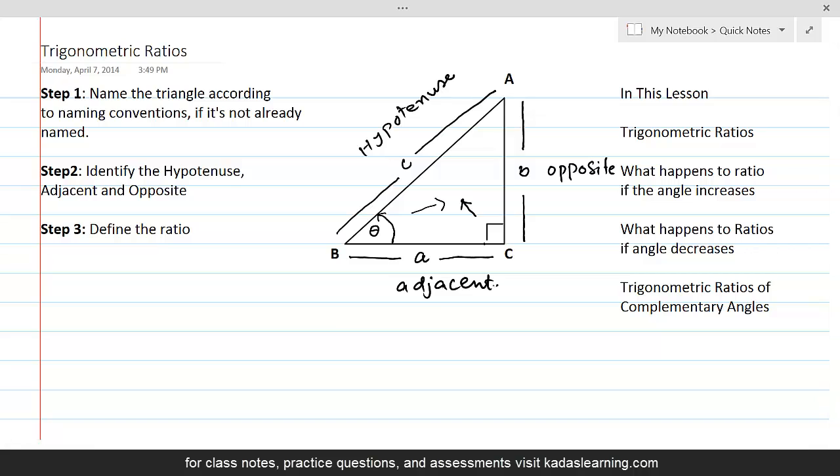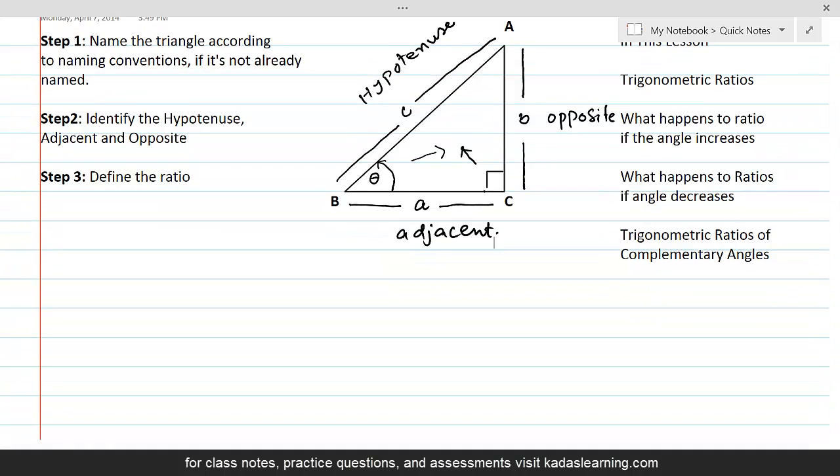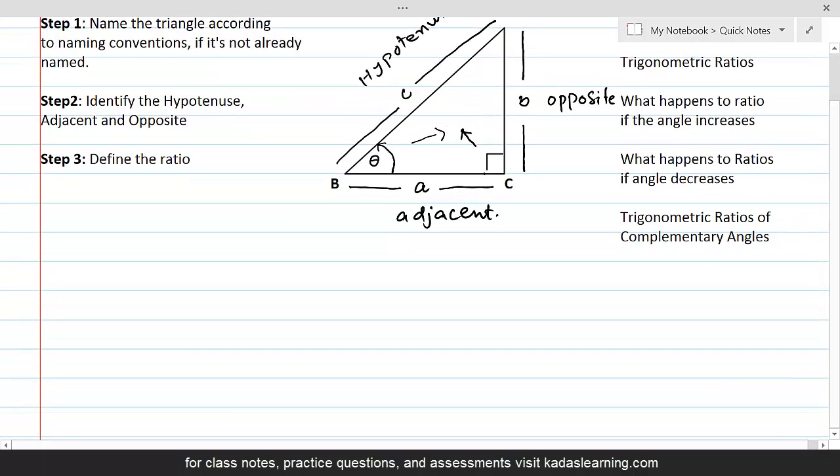First step, we need to name the triangle properly. Second, we need to identify hypotenuse, adjacent and opposite. Hypotenuse is the side opposite to 90 degree. Opposite is the side opposite to given angle, and remaining is the adjacent. And now we define trigonometric ratio like sine theta, cos theta and tan theta. Remember that sine is the name of this ratio, but it only makes sense if you apply this ratio against a given angle. If you do not mention the angle, the sine will never carry any meaning.